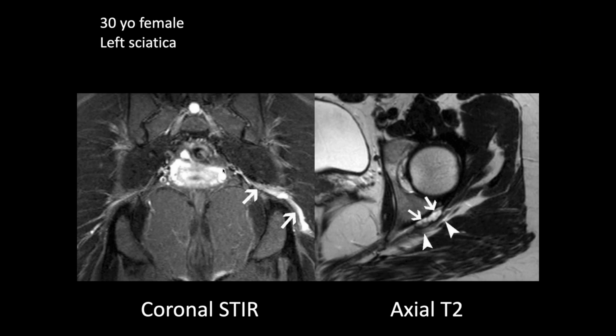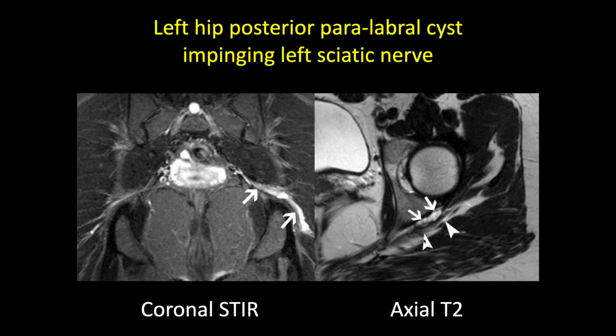Okay, Jennifer. Okay, so this is a 30-year-old female with left sciatica. And it looks like on the axial images, there's a conglomeration of possible paralabral cyst along the posterior acetabulum, kind of abutting the sciatic nerve. So I'd want to evaluate further for a labral tear.